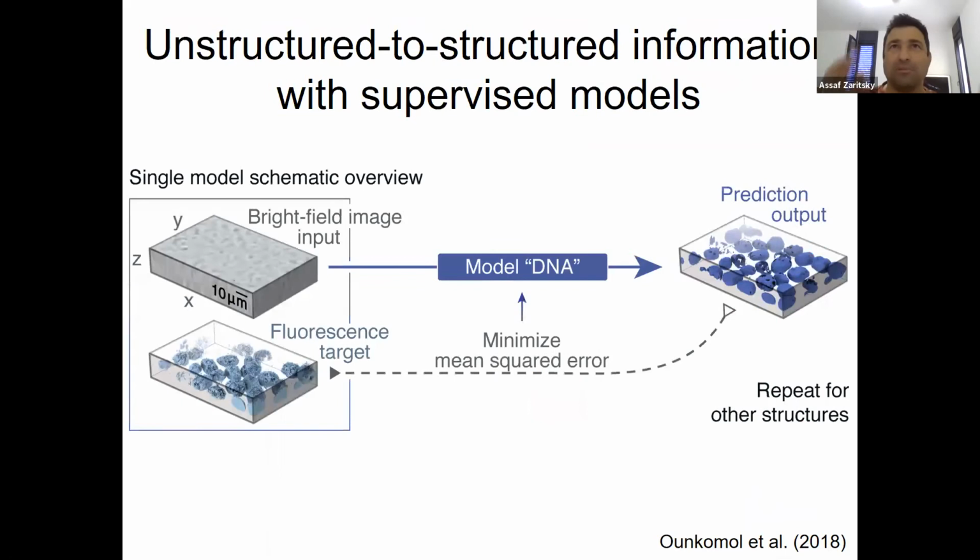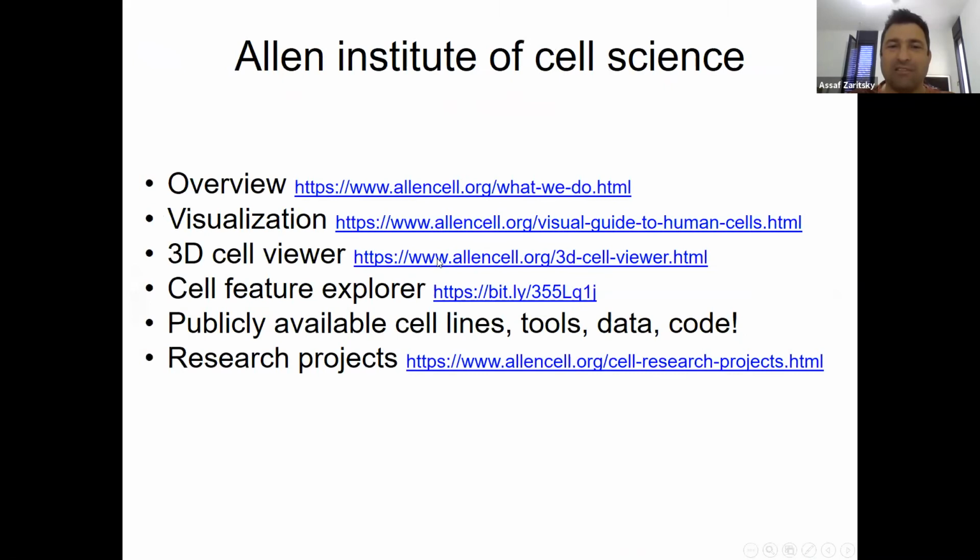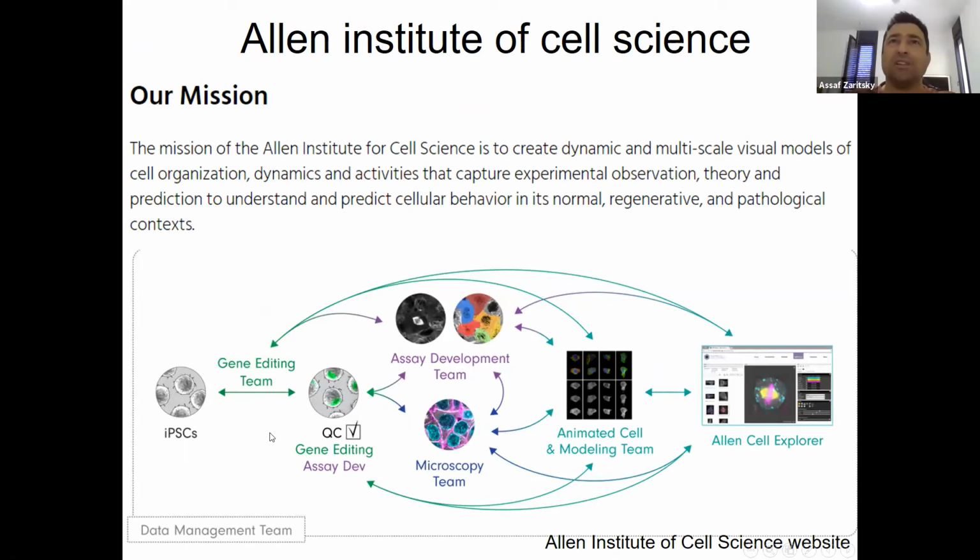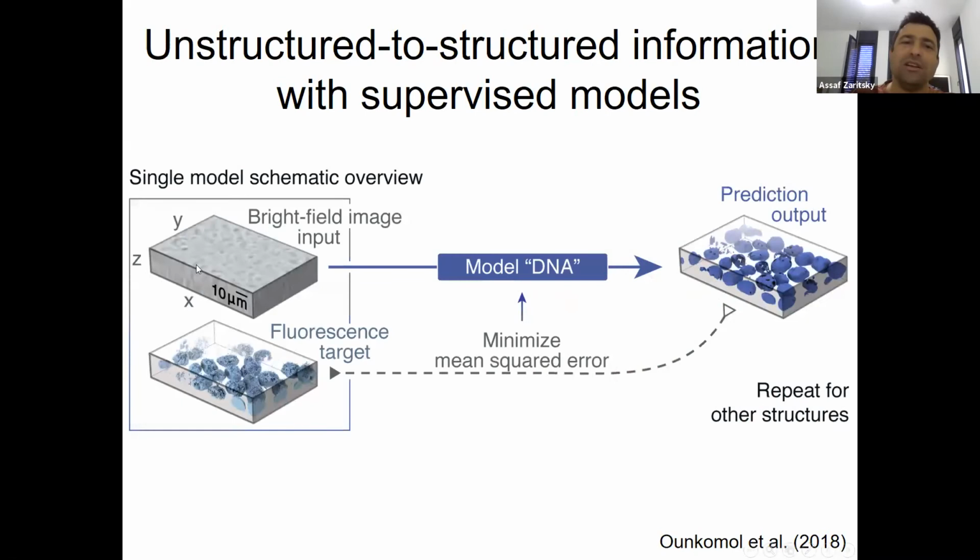So the idea is as follows. It's really hard to label fluorescently a lot of organelles, but we can do it with one organelle. So what we can do here is, and the Allen Institute did that, part of their data is these cells, where each cell system has a different organelle label. So if we have cells with one organelle label, we can learn a mapping, so we can train a generative model to map the bright field image to a reconstruction of the fluorescent target. So this is the input.